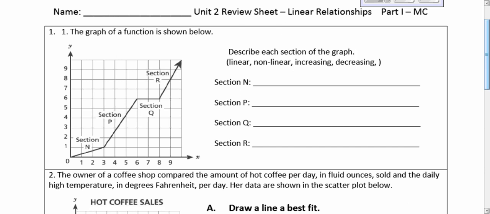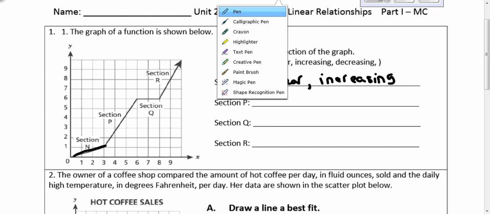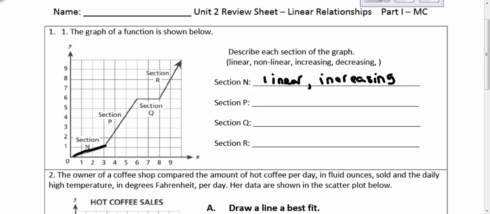So N is this section right here, and that is linear and increasing. P is this section right here, and that is linear and increasing. Increasing because it's going up from left to right.